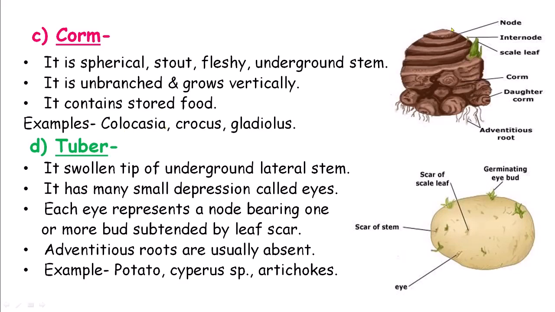The fourth type of the underground modification is the tuber. It is a swollen tip of the lateral stem and it has many depressions. These are the eyes. Each eye represents a node bearing one or more buds subtended by a leaf scar and it helps in the vegetative propagation. The adventitious roots are absent from the tuber. Examples are the potato, cypress species and the artichoke.